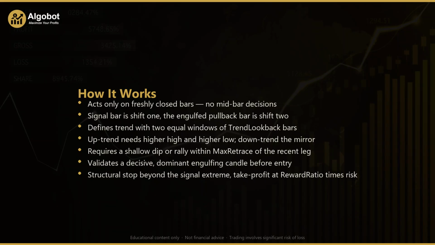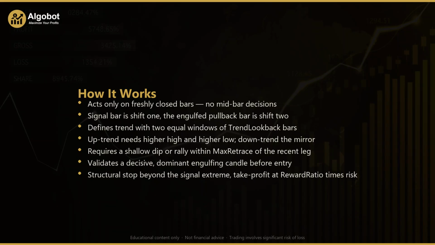Then the strategy checks that the pullback was shallow. For a long, it measures how far the dip retraced the recent upleg, and that retrace must be no deeper than MaxRetrace, 70% by default. This keeps entries with the trend rather than at a full reversal. For a long entry, all of these must align.